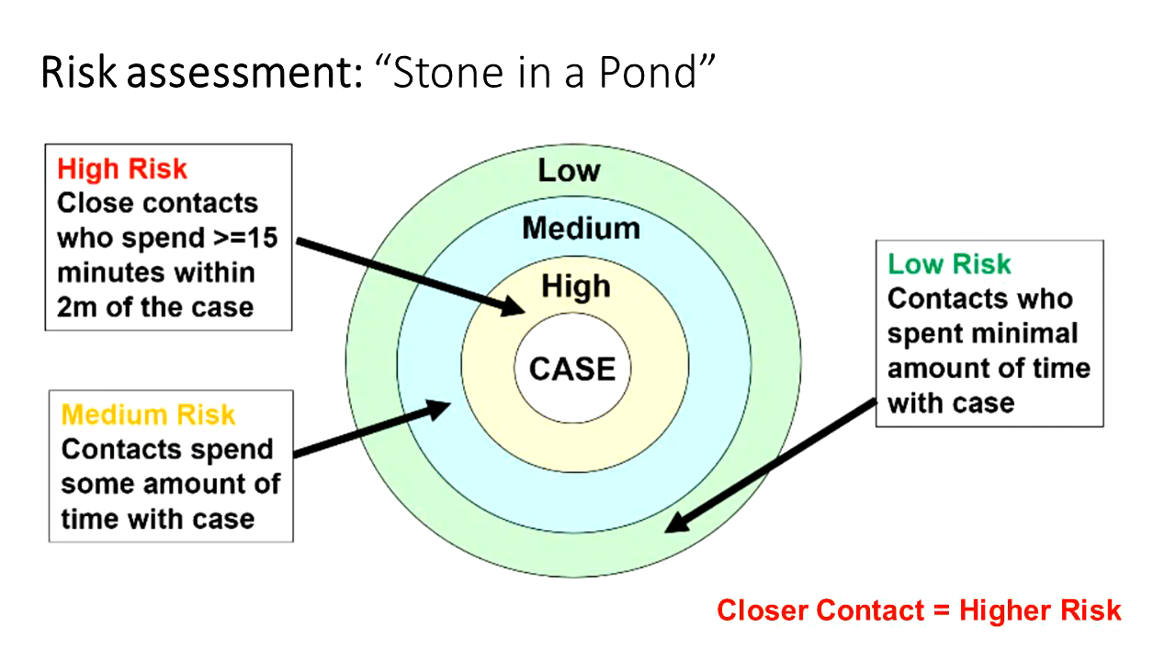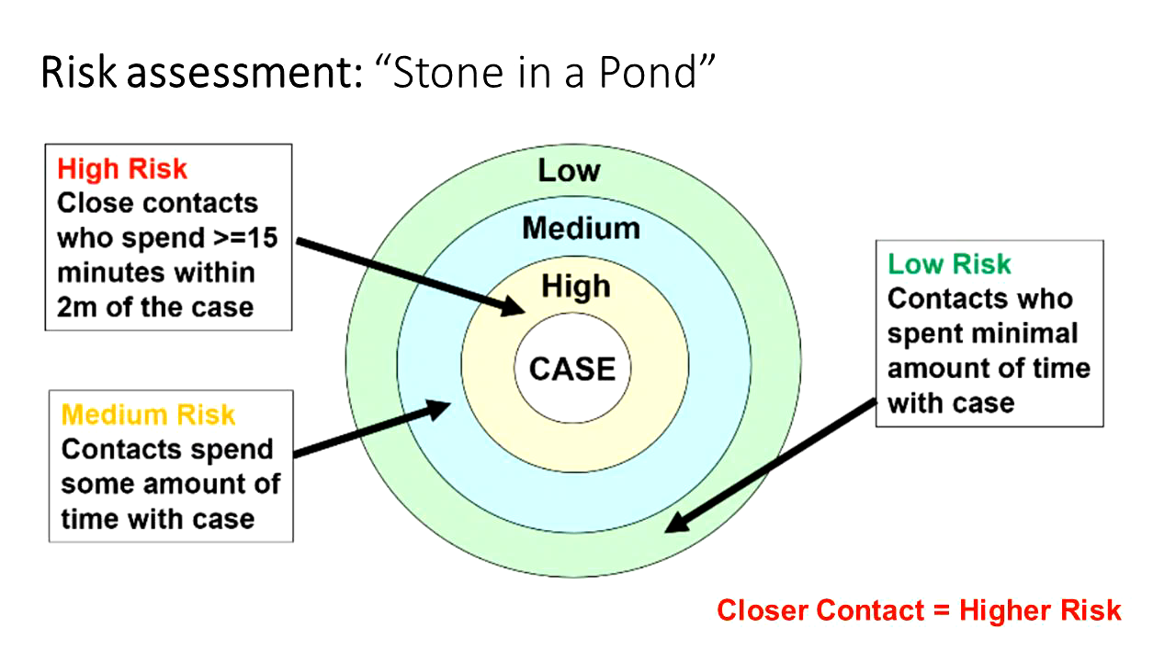This is the stone in the pond way of thinking about risk assessment. So we can think about a still piece of water in a pond, and if you toss a stone or a pebble in, it causes a splash, and ripples and waves spread out from the centre, and as it spreads out, the waves and the ripples become smaller as they move further away.